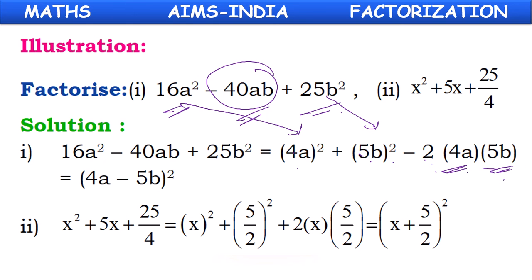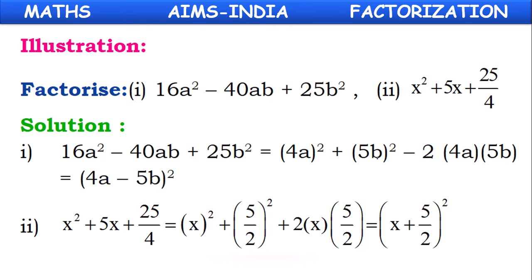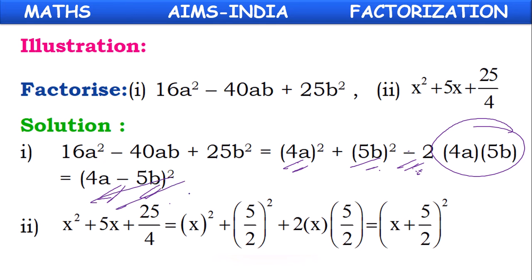After writing this, we have to cross check. 2 into 4, 8. 8 into 5, 40. A into B, AB. It's correct. Now, what is the factor? The square root of this perfect square, 4a, and the square root of 25b square, 5b, connected by the remaining term symbol, which is minus here. Not plus, children. Here it is minus. So they are connected by minus.